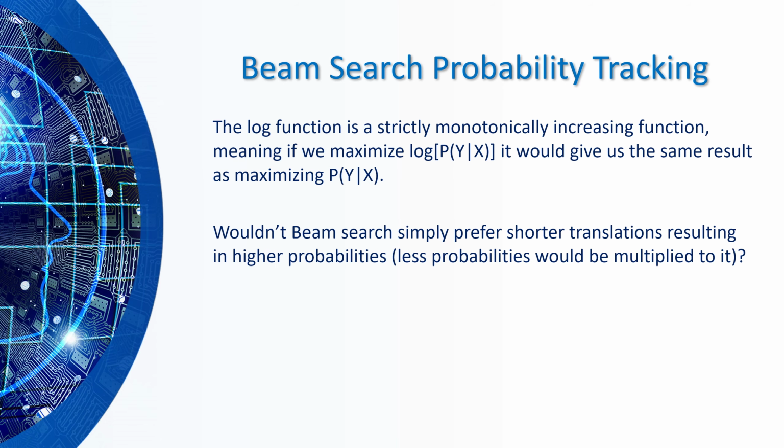Now, you might be asking yourself, well, wouldn't Beam Search just try to create shorter translations since this would allow it to have fewer probabilities multiplied to it, resulting in a larger overall probability than a sequence that had more words in it? If you were asking yourself that, I would say good question. The answer to that is the algorithm takes this into account as well.